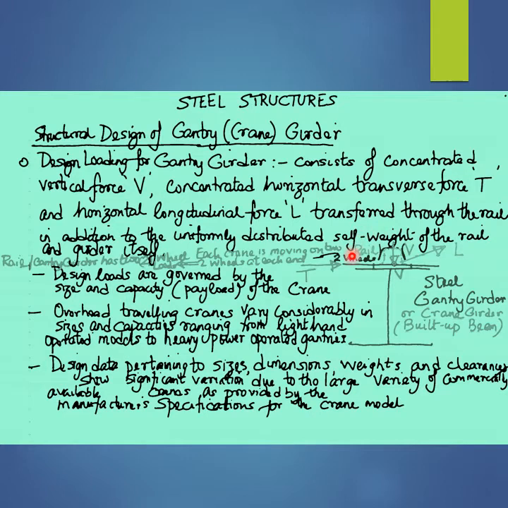is induced or exerted and transmitted from the overhead electric crane to the rails through the top flange of the steel gantry or steel crane girder that supports the rails on which the overhead traveling crane moves.